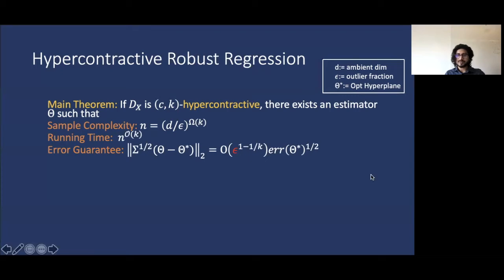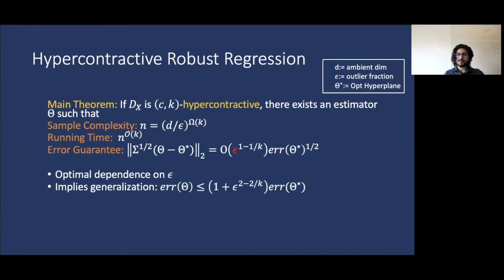Okay, so that is the main result. And let me provide some context for it. So the dependence here on epsilon is actually optimal, and we prove a matching lower bound. As I alluded to earlier, this notion of parameter recovery in the scaled L2 norm implies a generalization bound.